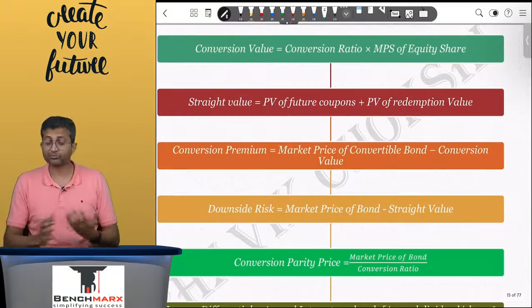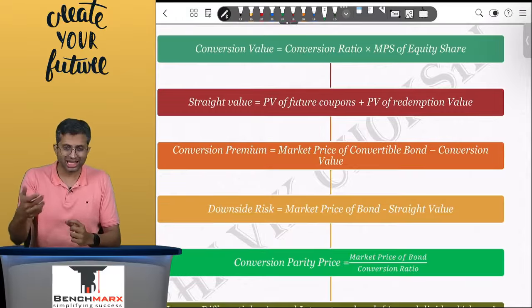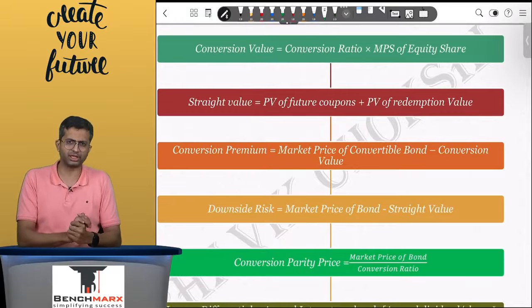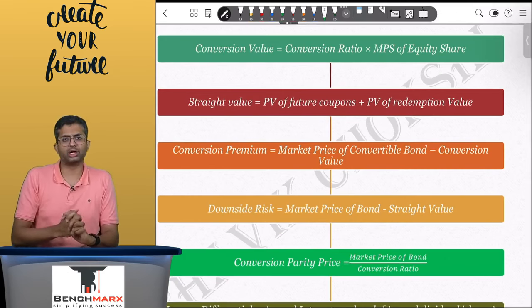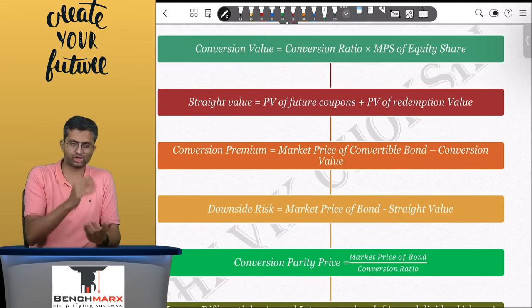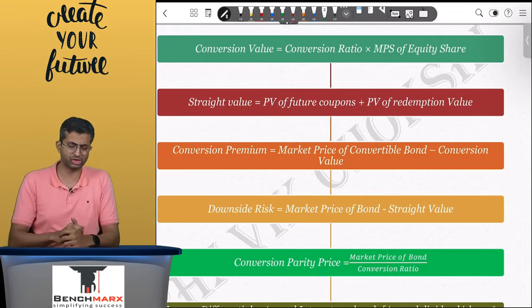Conversion parity price is the price which the share has to reach in order to attain parity. It's like the market conversion price. It is the indirect price you are paying for a share, which is the market price of the bond divided by the conversion ratio.